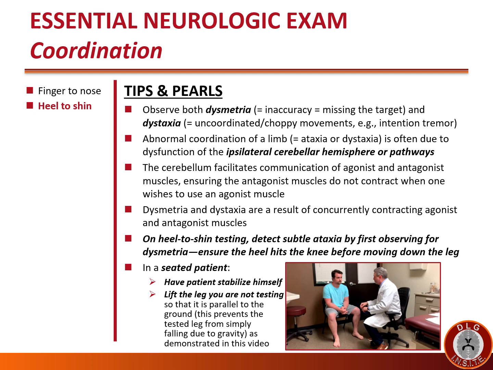In a seated patient, have the patient stabilize himself by holding onto the chair on either side or holding onto the arms of a chair. And then you lift the leg you are not testing so that it is parallel to the ground. This prevents the tested leg from simply falling due to gravity. And then have them do the heel to shin. And then do the other side, as again displayed in this video.